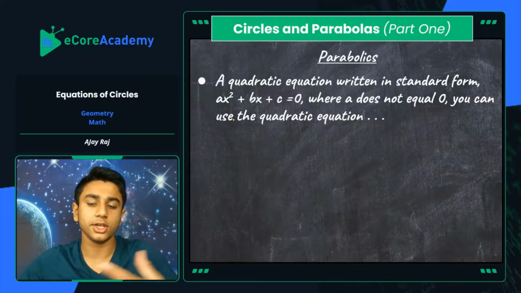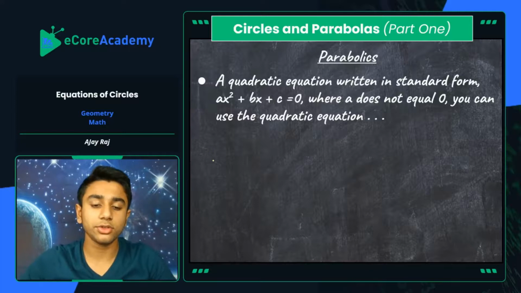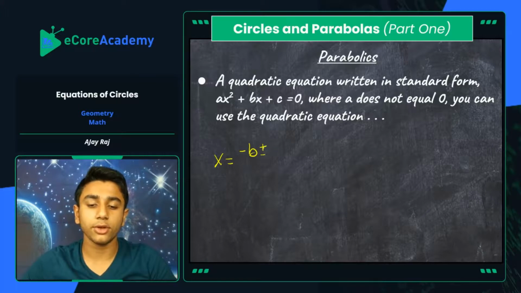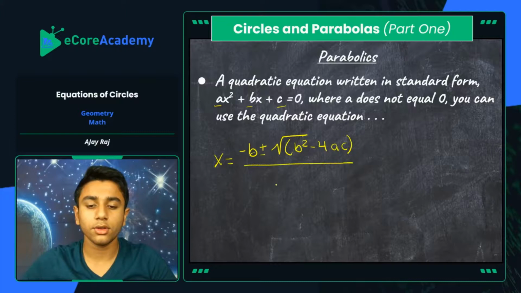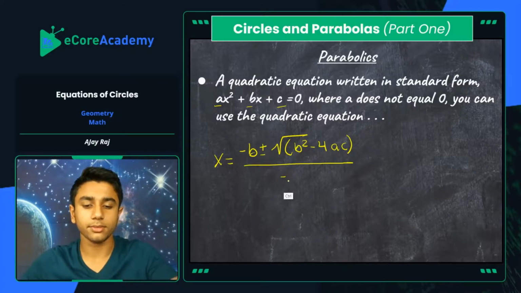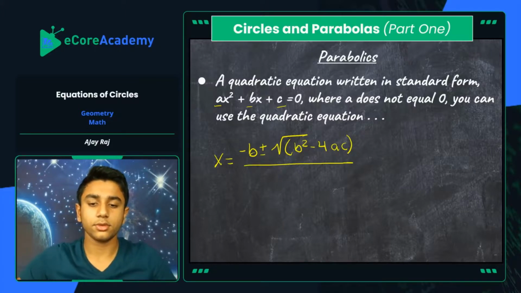So I'm just going to utilize this equation here. So the equation is that x equals negative b plus or minus, and I'll get into what that means, the square root of b squared minus 4ac. These are all in terms of these 3 variables as shown. B squared minus 4ac over 2a.